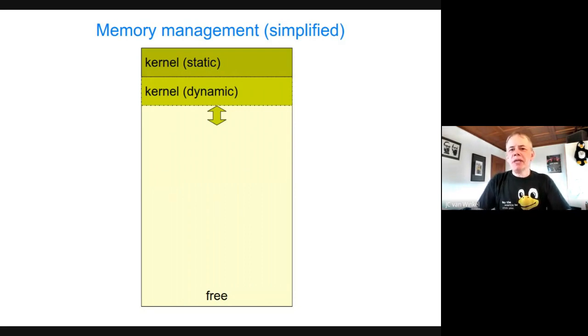Some dynamic growing and shrinking of memory will happen all the time. This can be for dynamically loaded modules, but also memory for data structures, for example, the process table, the open files table, network connections, etc.